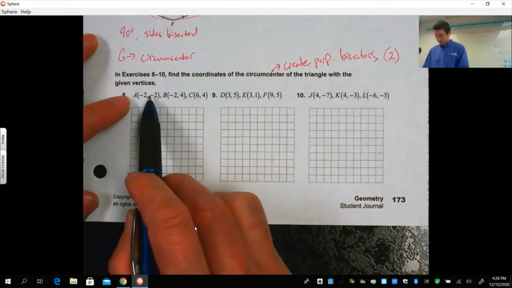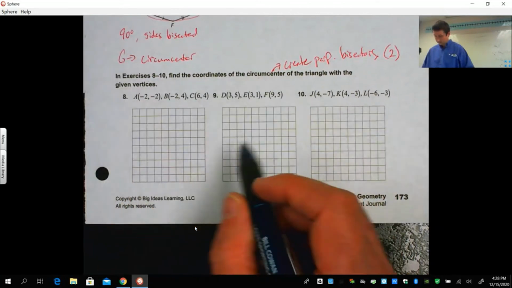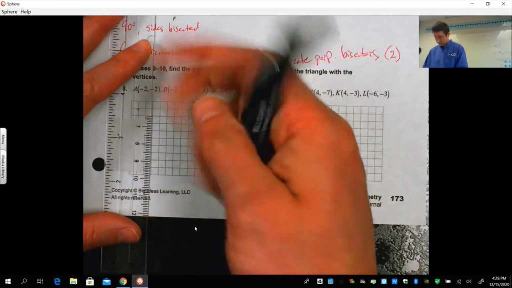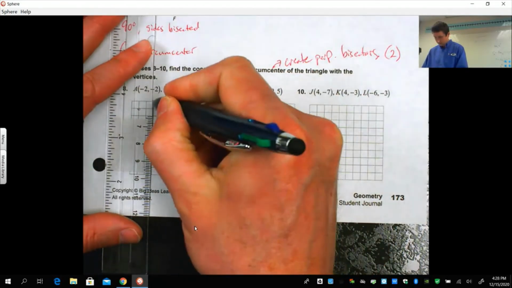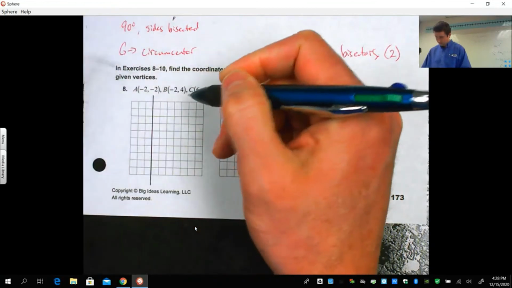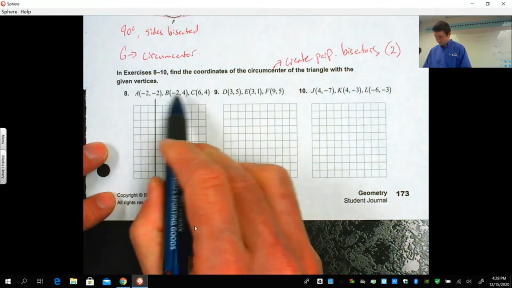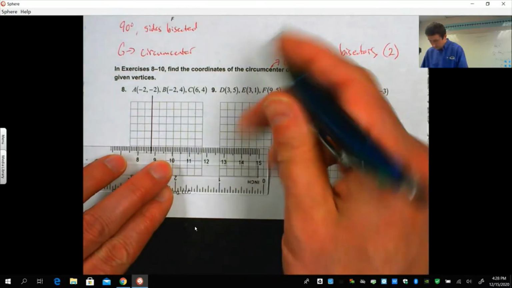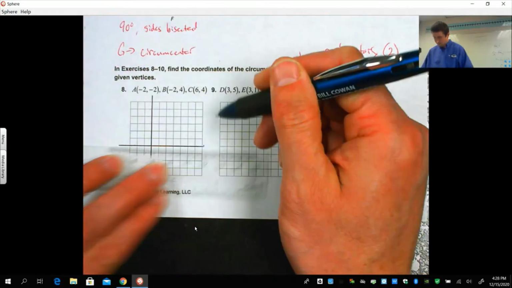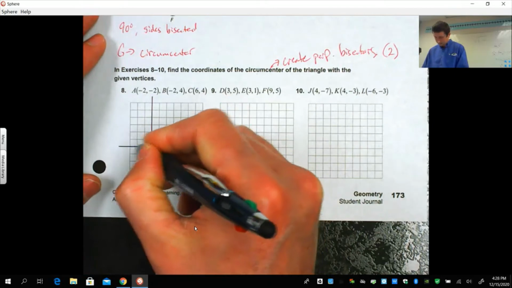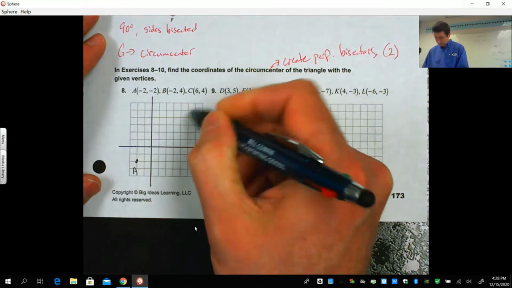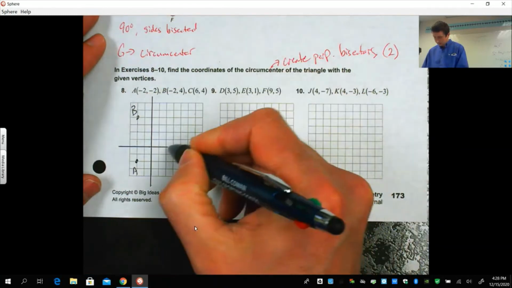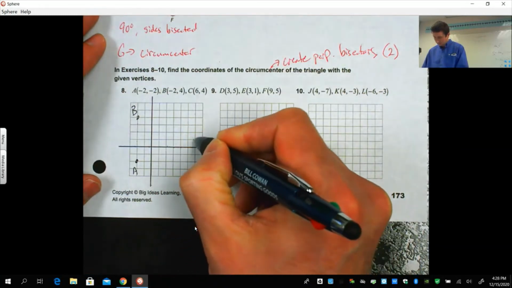So my x values are -2, -2, and 6. So let's put my y-axis maybe right here. My y values are -2, 4, and 4. So we can just put that right there. So A is -2, -2. B is -2, 4. And C is 6, 4.